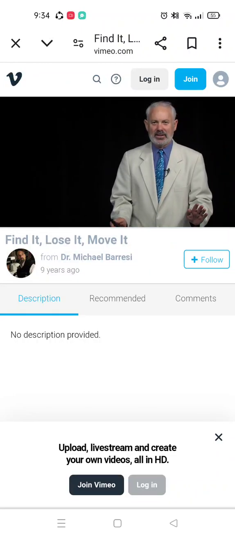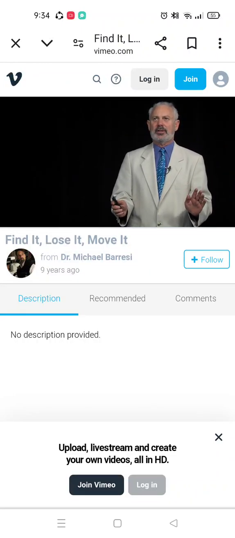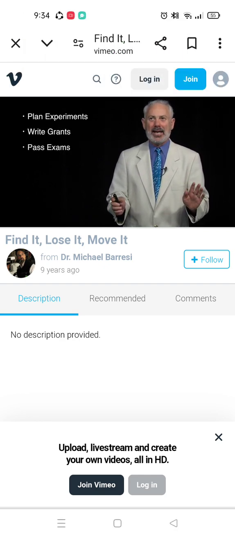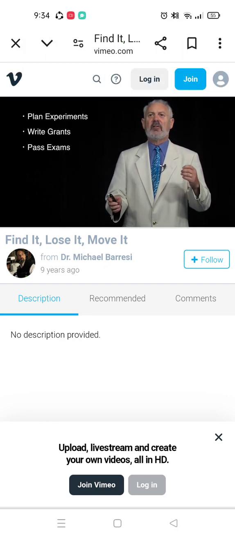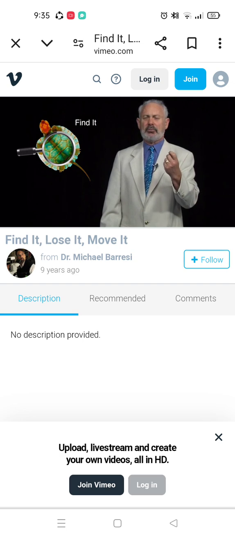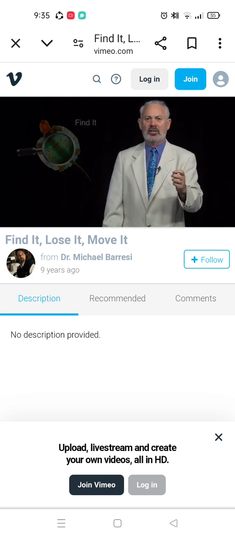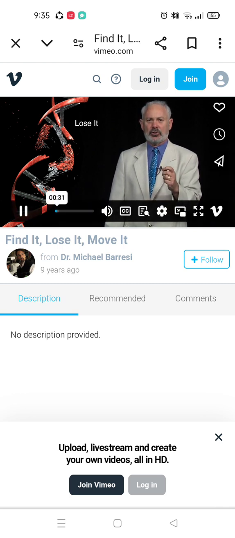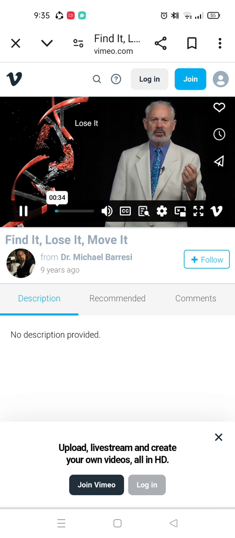biology. It's a 6-word mantra that will help you plan experiments, write grants, and pass exams with ease. Find it, lose it, move it. Find it: the correlation of a molecule or structure with a function. The molecule has to be present at the right time and place. Lose it: the loss of function if you get rid of the molecule or structure, by mutation or by inhibitors.